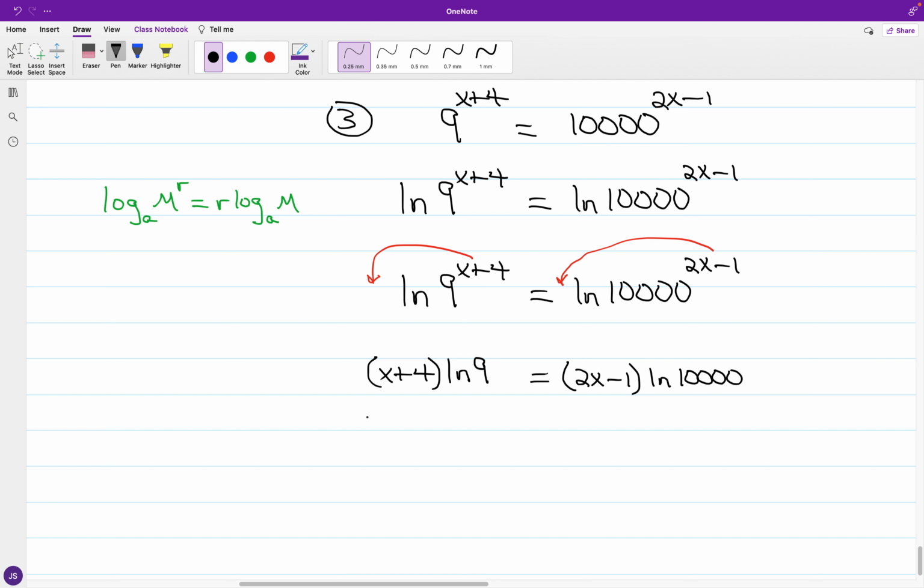So I can say that I have, removing the parentheses, x times the natural logarithm of 9 plus 4 times the natural logarithm of 9 on the left, and with the distribution on the right, I can say that I have 2x times the natural logarithm of 10,000 minus the natural logarithm of 10,000.